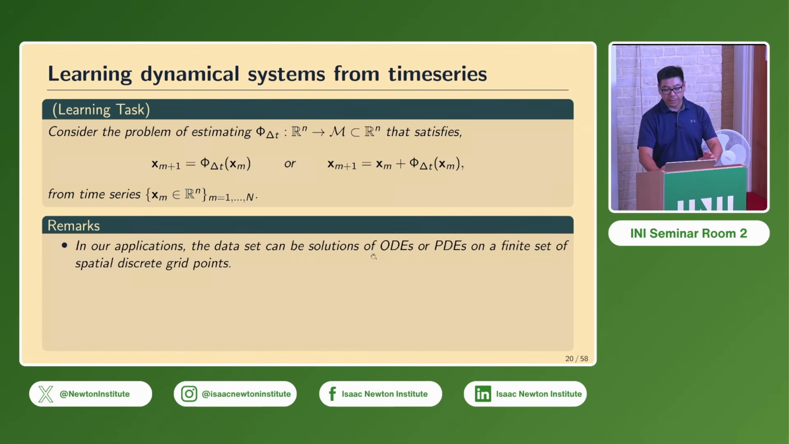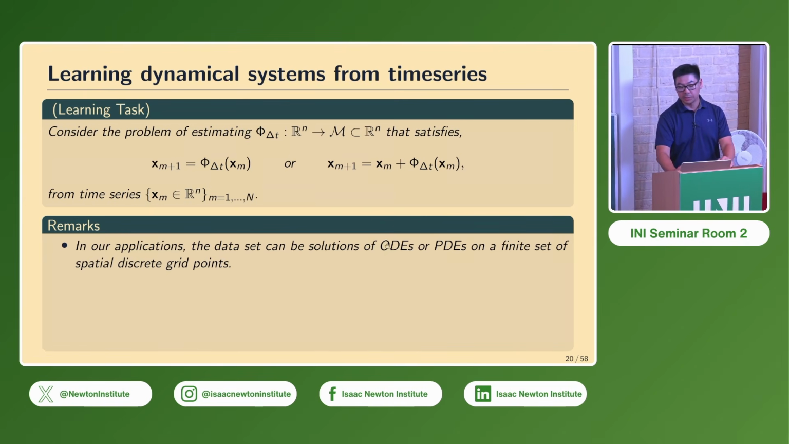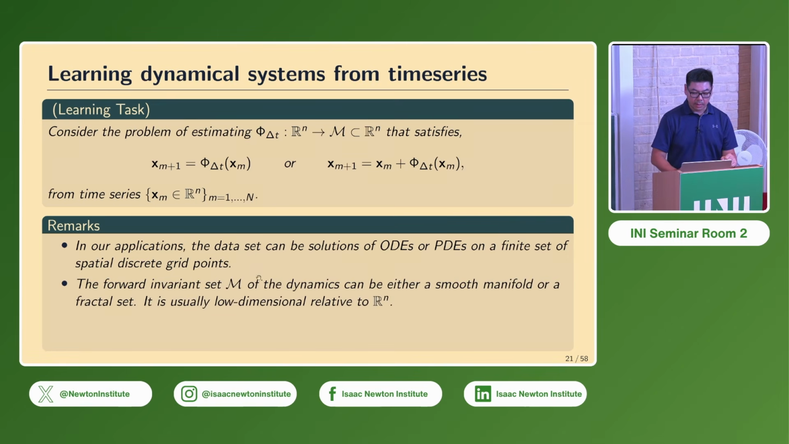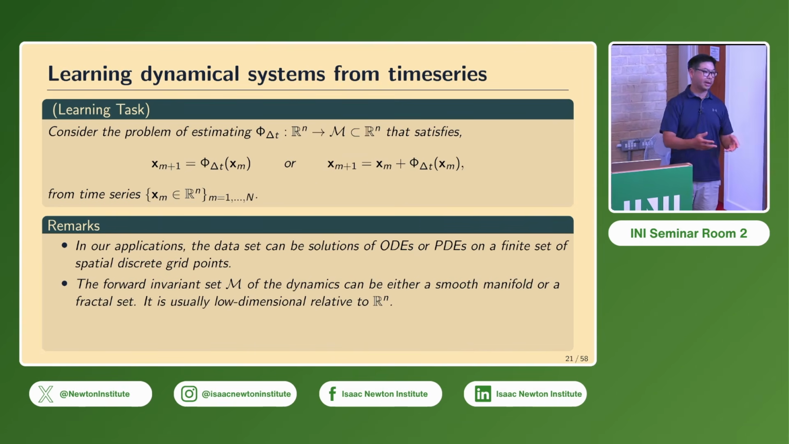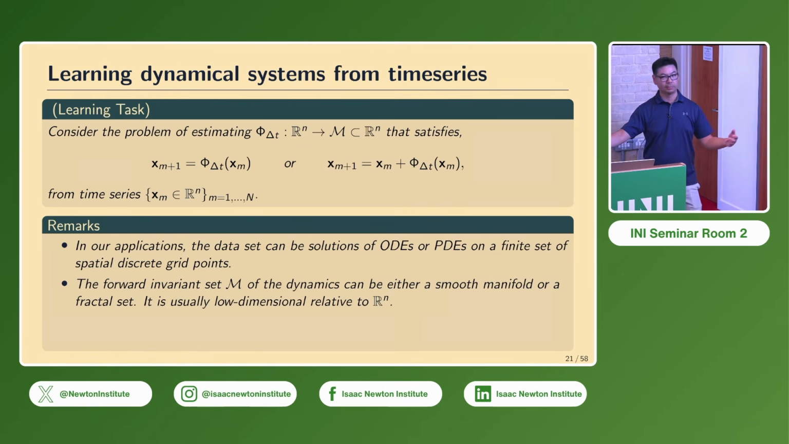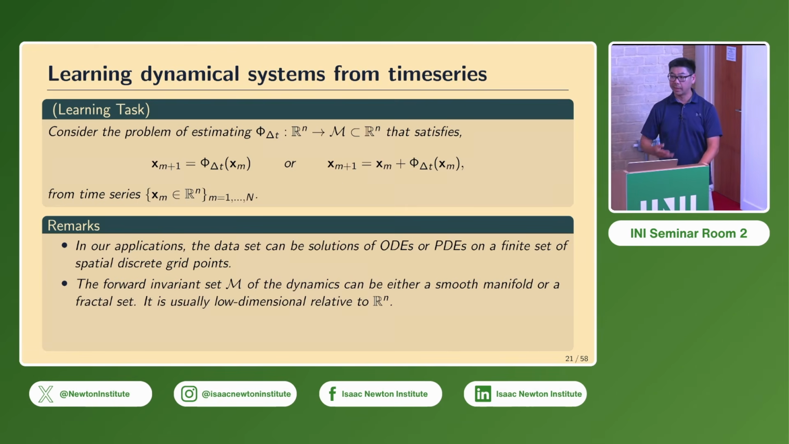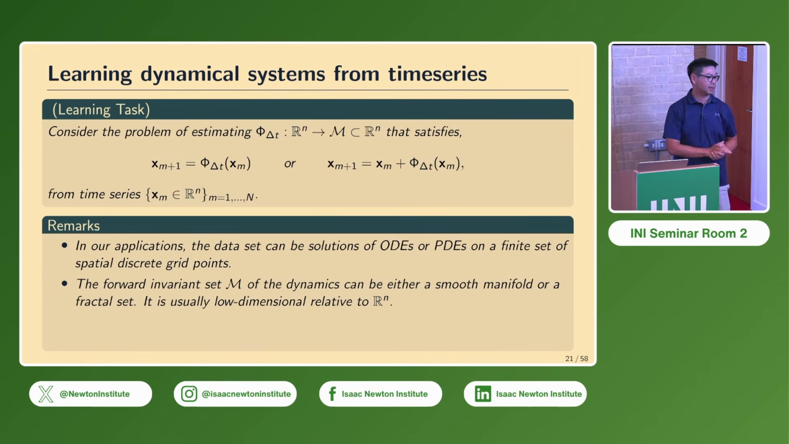Now, in our application here, the data sets will be solutions of ODEs and PDEs on a finite set of spatial discrete points. The forward invariant measure in this particular application could be smooth, it could be fractal sets, and usually this is low dimensional relative to Rn. So this is why I thought, if this thing is low dimensional relative to Rn, then let me find a tool to represent this. And that's one tool that I showed you in the first part of the talk.